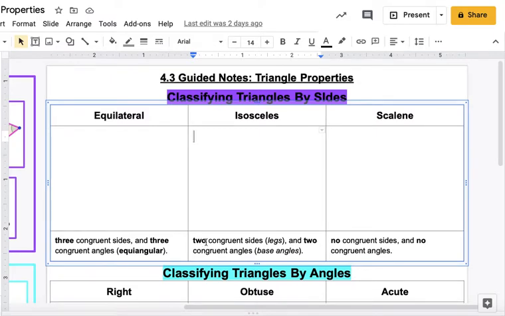Isosceles triangles have 2 congruent sides that we call legs, and 2 congruent angles that we call base angles. Scalene triangles have no congruent sides. All 3 sides are different, and all 3 angles are different.